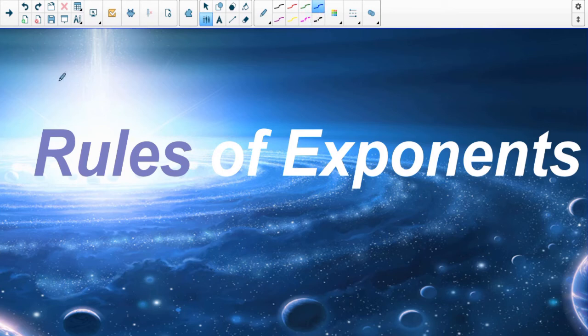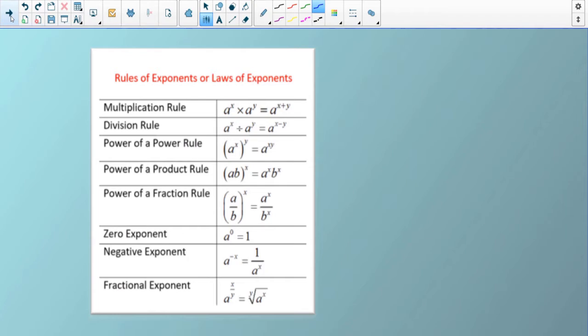Rules of exponents. These are the different rules that we use when we're multiplying or dividing any variables, like bases that have different exponents in them. So these are the rules of those exponents, and there's 8 of them. If you're a person who likes to memorize them, these are all 8 just listed here, or you can write them down if you want.